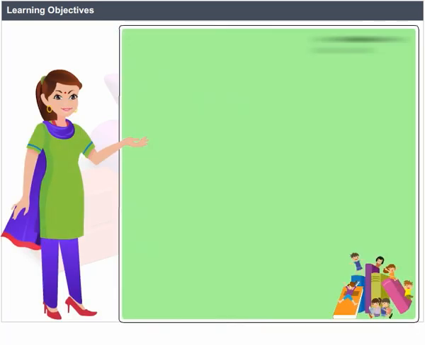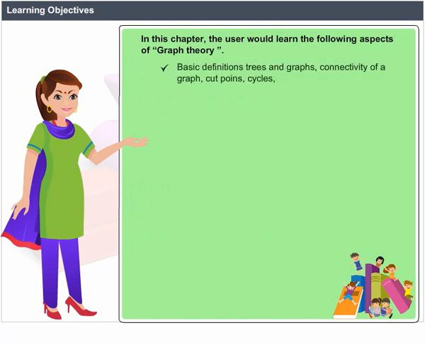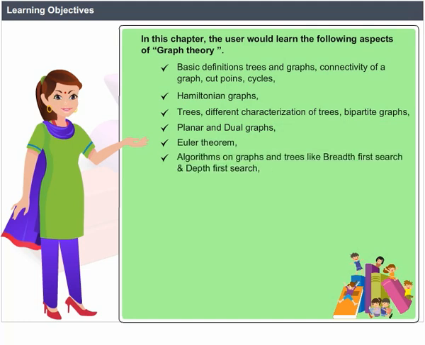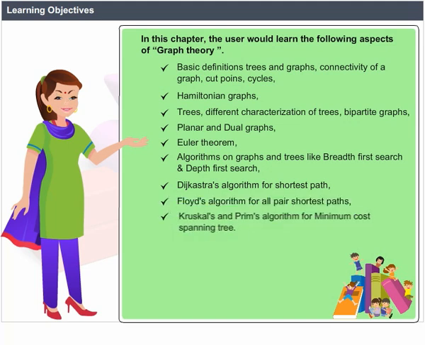Learning objectives. In this chapter, the user will learn the following aspects of graph theory: basic definitions, trees and graphs, connectivity of a graph, cut points, cycles, Hamilton graphs, trees, different characterizations of trees, bipartite graphs, planar and dual graphs, Euler theorem, algorithms on graphs and trees like breadth first search and depth first search, Dijkstra's algorithm for shortest path, Floyd's algorithm for all pair shortest paths, Kruskal's and Prim's algorithm for minimum cost spanning tree.